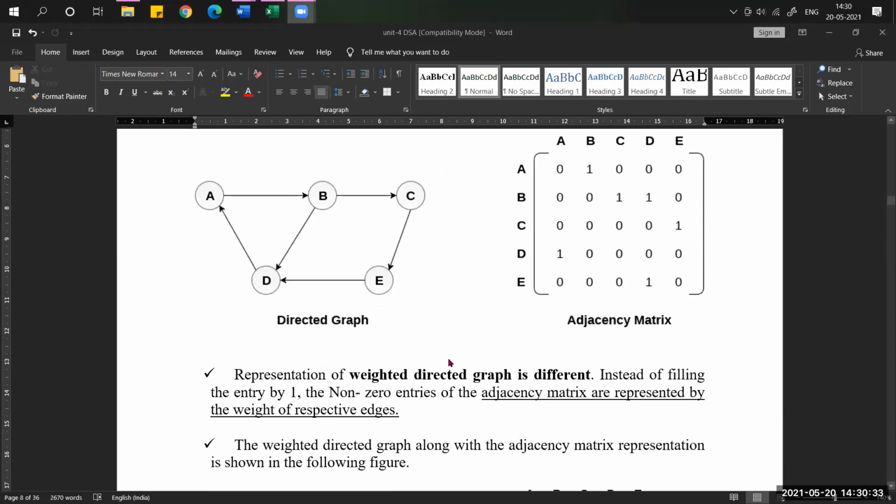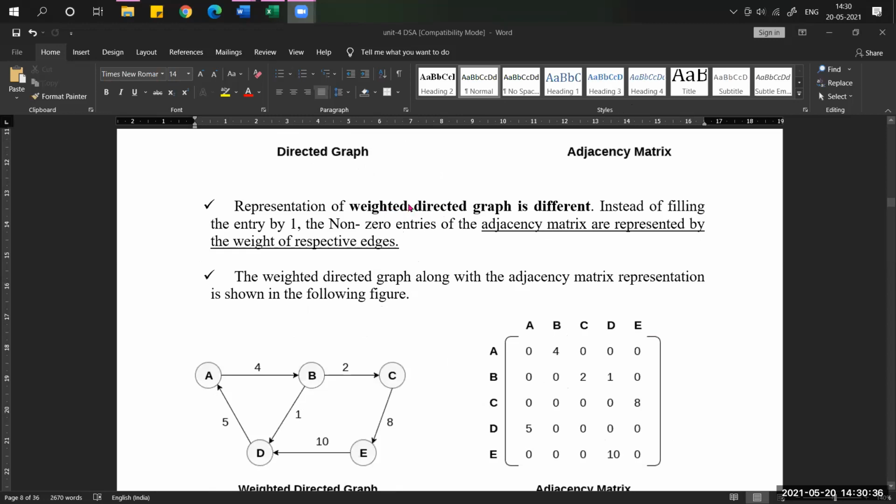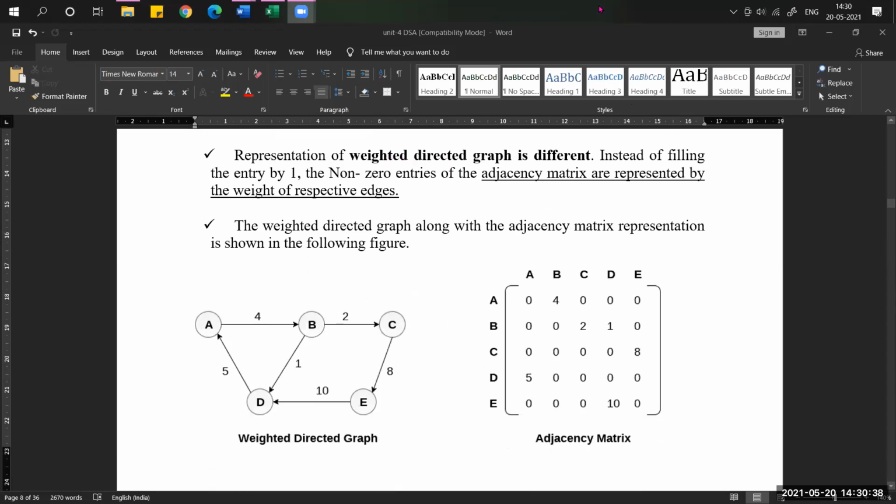What is the next matrix? Weighted graph. What is meant by a weighted graph? In a weighted graph, every edge has a weight. Up to now, if an edge was present, we assigned 1. If an edge is not present between two vertices, we set 0. But in the case of a weighted directed graph, we have to fill in these weights.